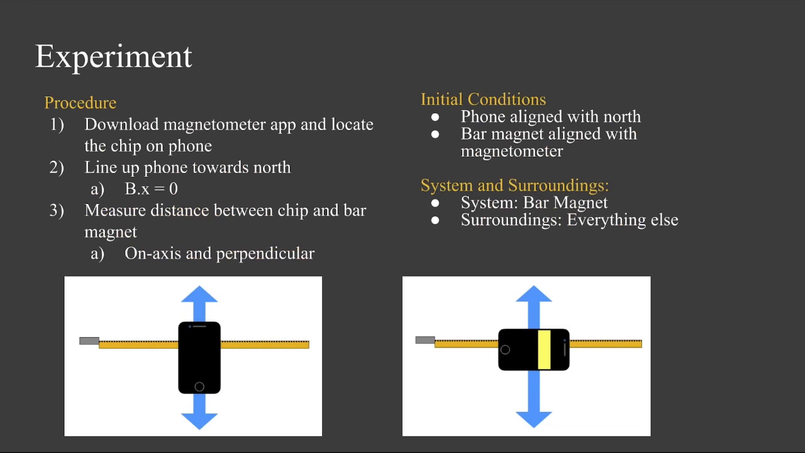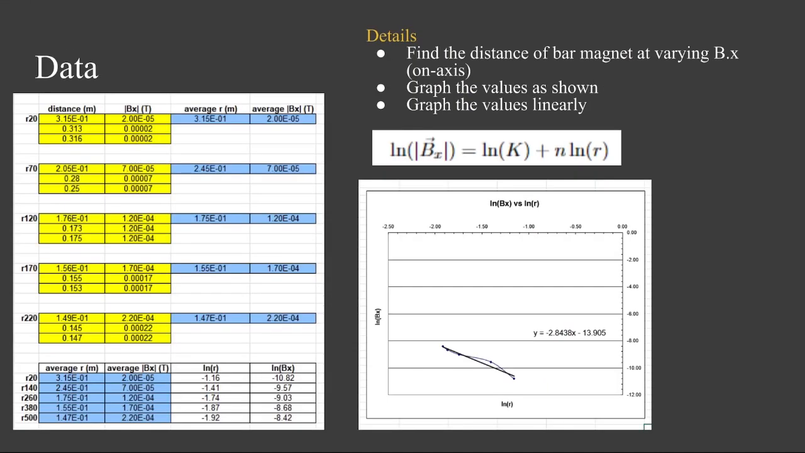Some of the initial conditions include the phone alignment with north and the bar magnet aligned with the magnetometer. The system in this experiment is the bar magnet, and the surroundings are everything else. Here is a sample of some of the data I acquired from my experiment.